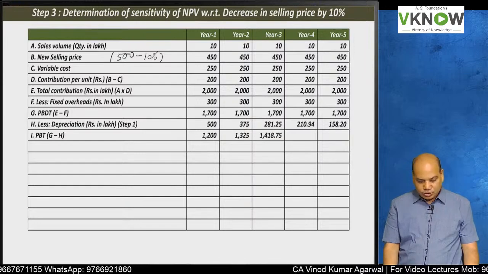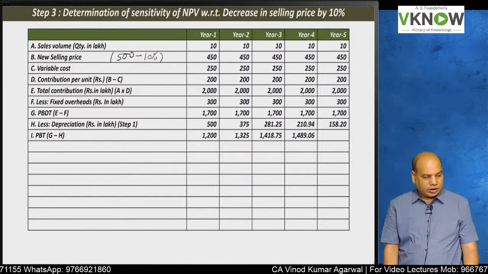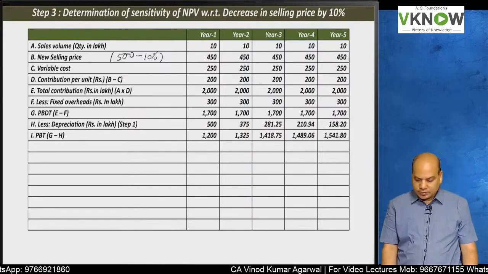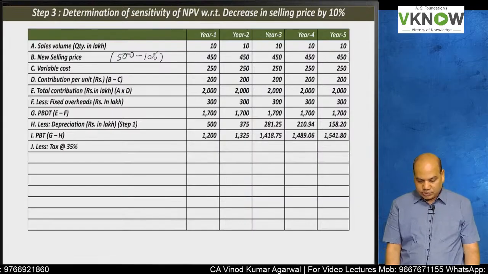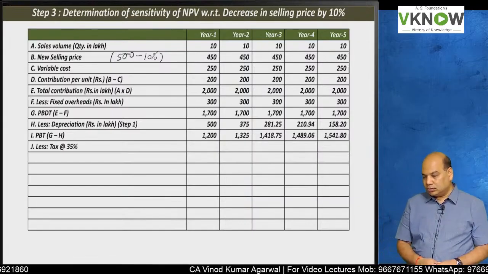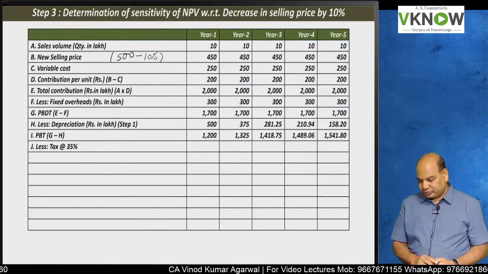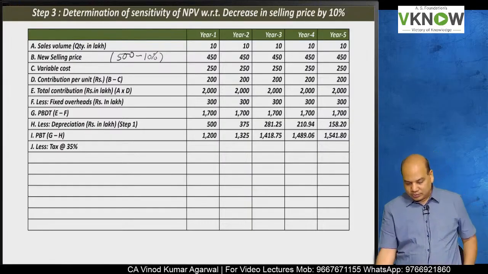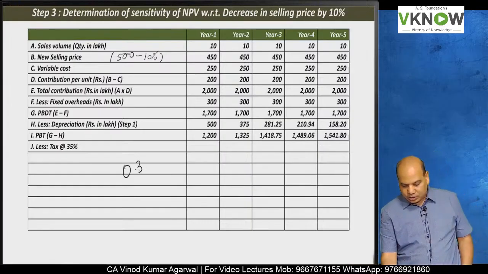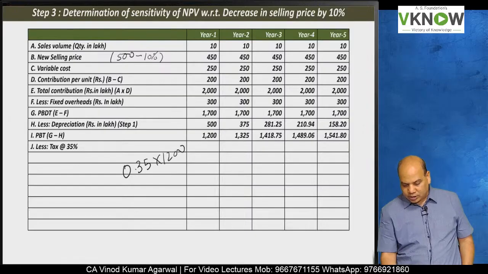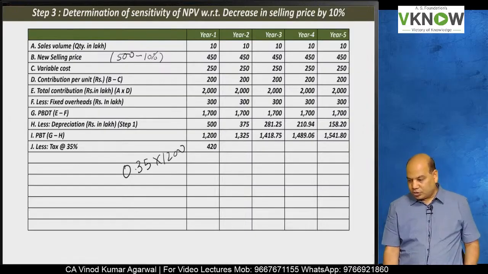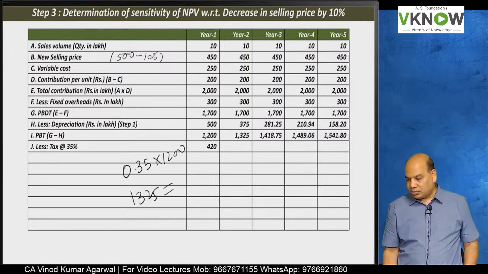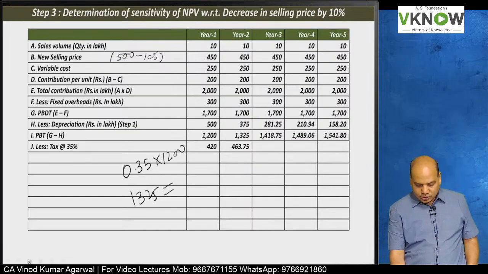1200, 1325, 1418.75, 1489.06, 1541.80. Then we'll compute tax at 35%. First number, take 0.35 into 1200, 420. Now just type 1325 and press equal to 463.75.